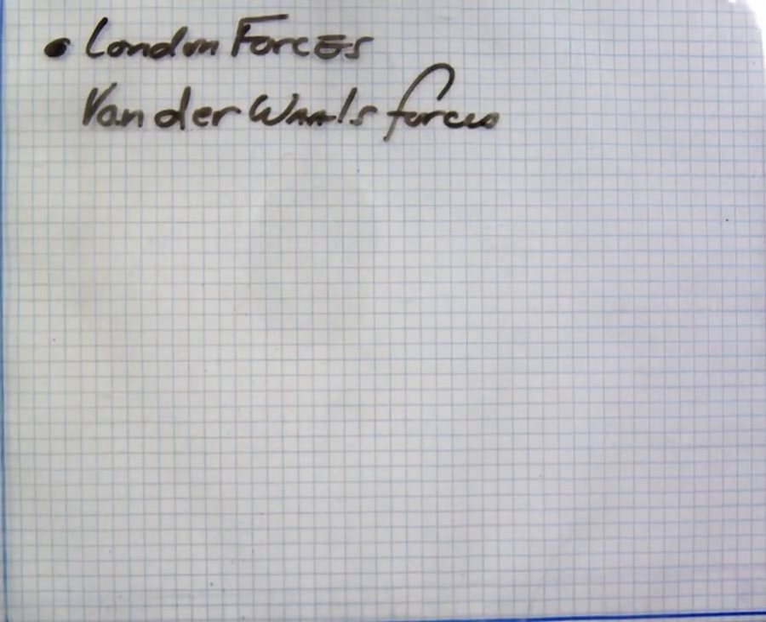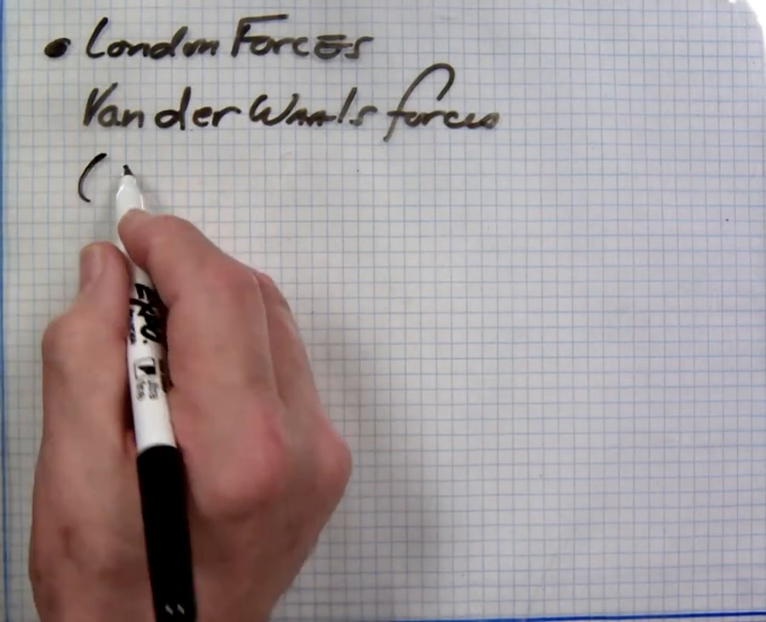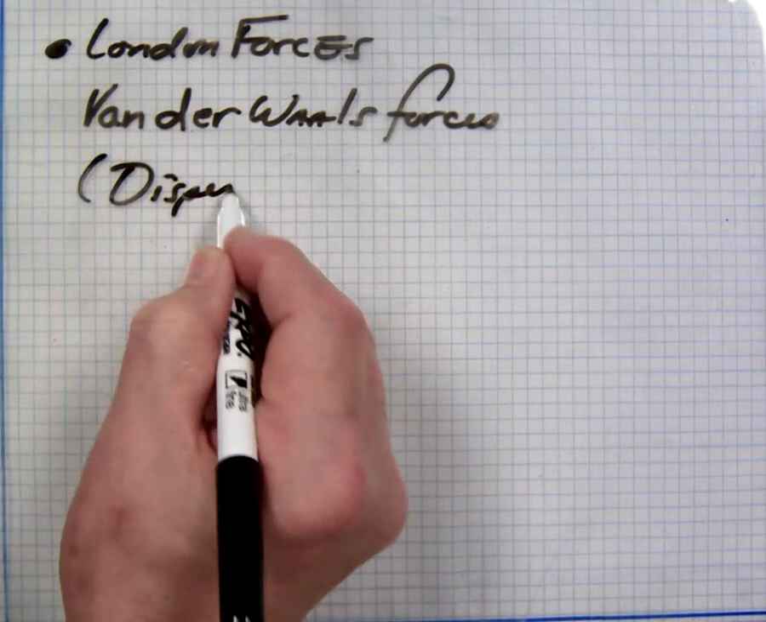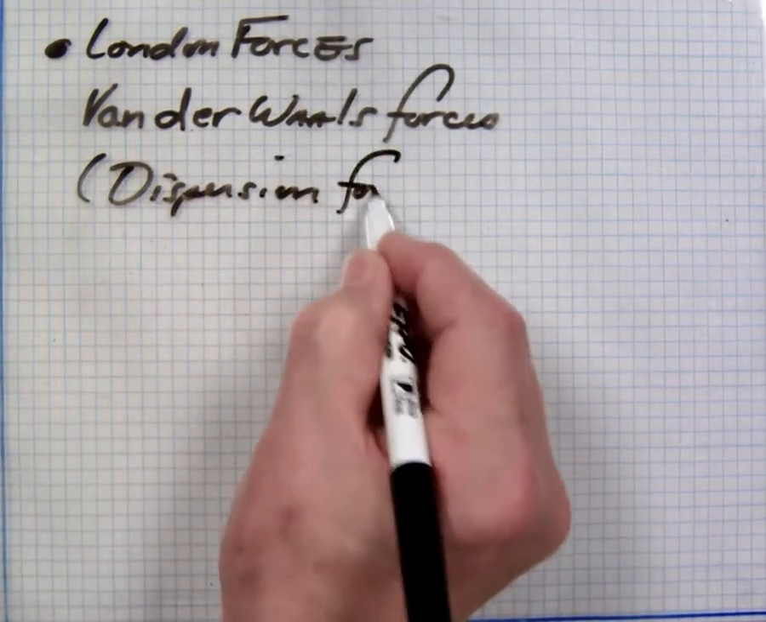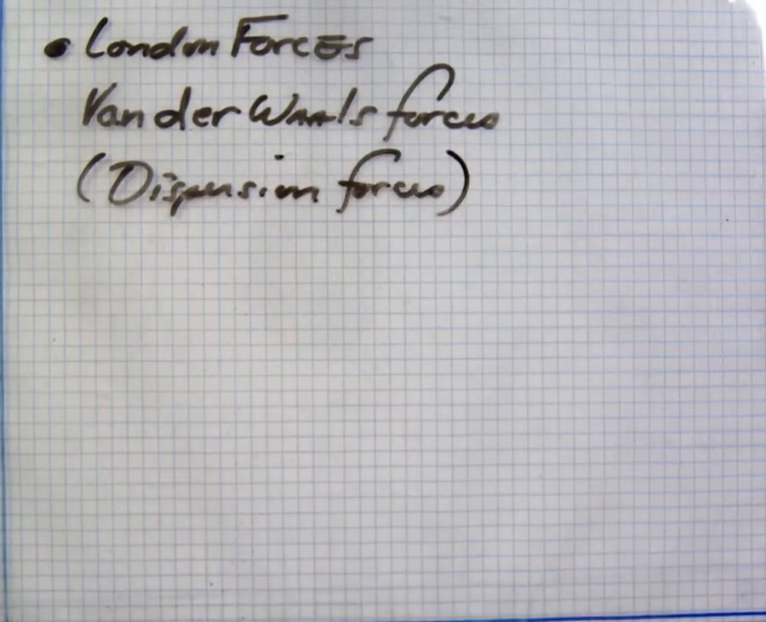London forces are van der Waals forces. These are referred to as dispersion forces and have to do with systems that have very, very low polarities, but we can push them into liquid states like nitrogen. You've heard of liquid nitrogen, liquid oxygen, or liquid methane. Well, how do you get them into those liquid states?